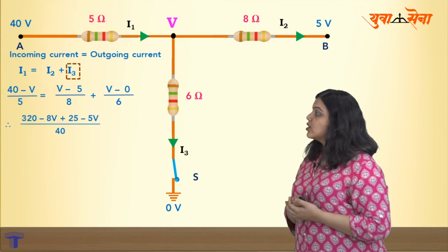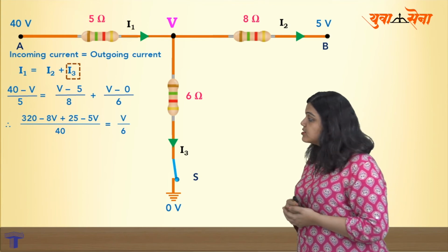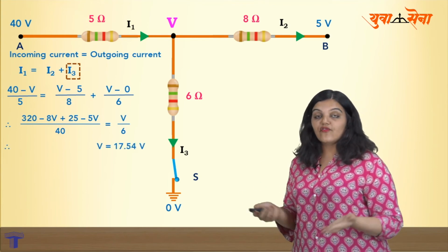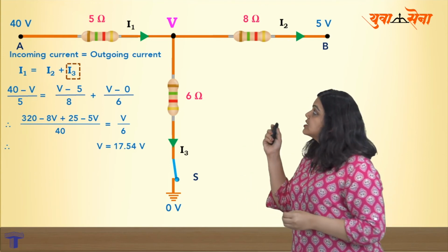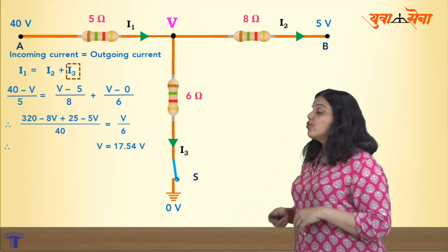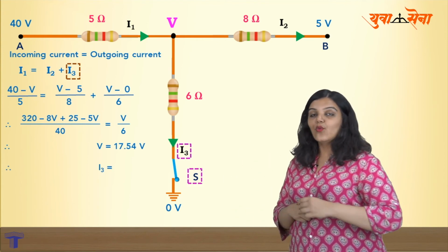If I rearrange this equation, I will be able to find the value for V, which you can do by yourselves, and the answer will come out to be 17.54 volt. The final thing to do after I have this unknown potential V is to find the current flowing in the lower branch, which itself is nothing but the current flowing through the switch, which is exactly what we want.